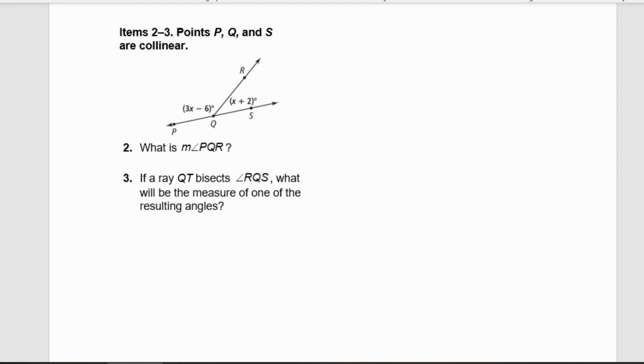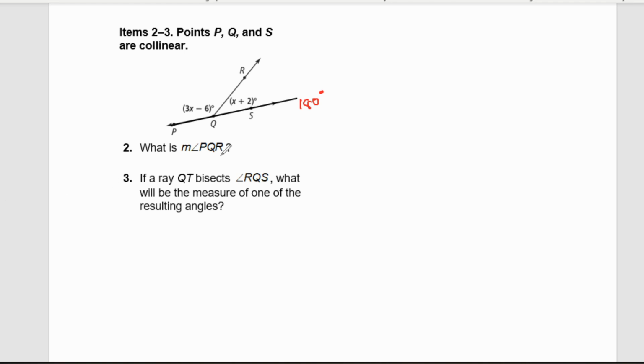All right, let's look at questions 2 and 3. And the reason I say that is the directions tell us for 2 and 3, these rules apply. And these rules just say that PQS are collinear. And that just means they're on the same line. So if I trace them, I know that that line must equal 180 degrees.